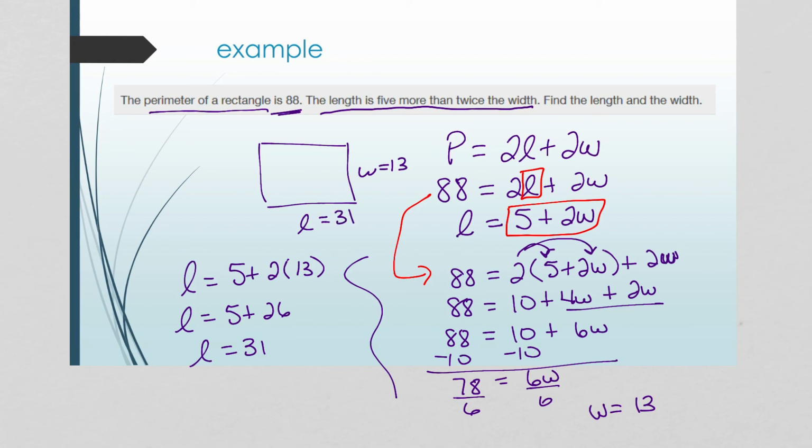Now, what I would do if I were you is I would do 2 times 31 plus 2 times 13 on a calculator. And what are you hoping to get out? 88, okay? So 2 times 31 plus 2 times 13, and I hope I get 88, and I just did, okay? I can also check it here. I would say 31 is equal to 5 plus 2 times 13, okay? And you should get 31 there.